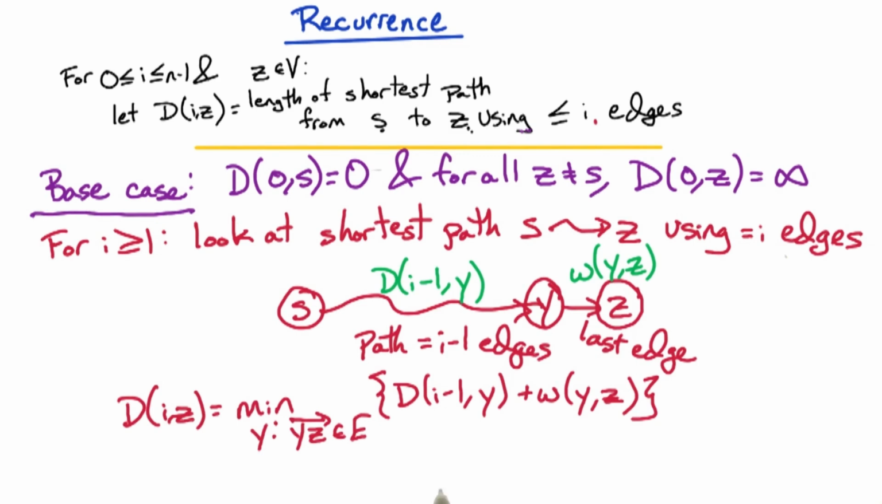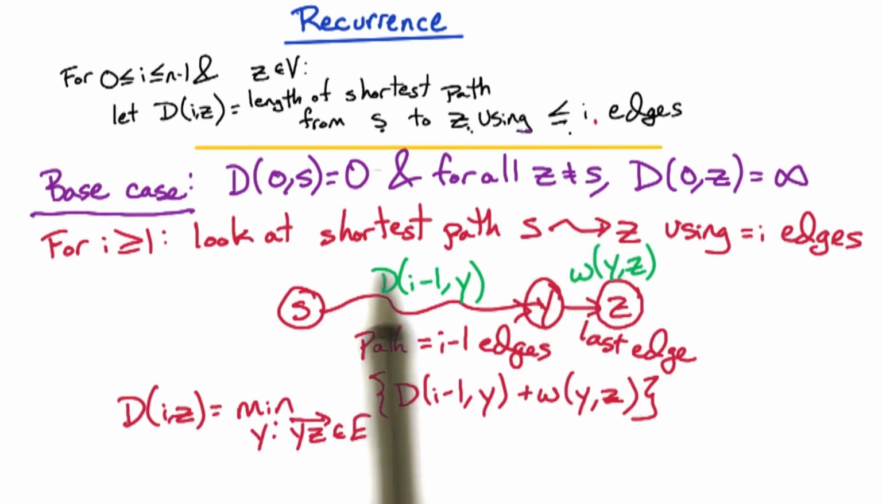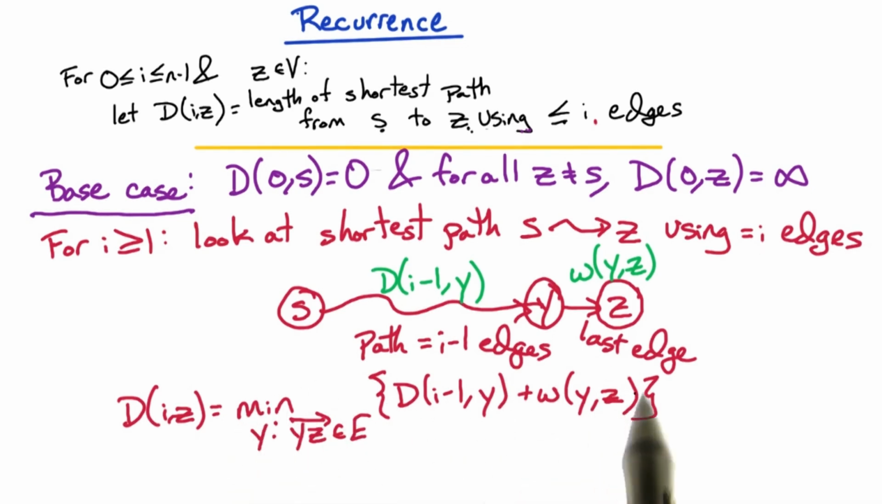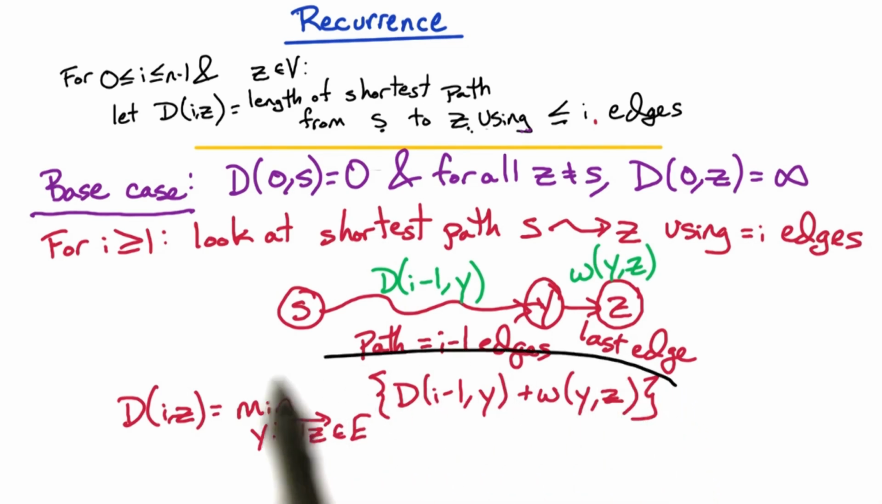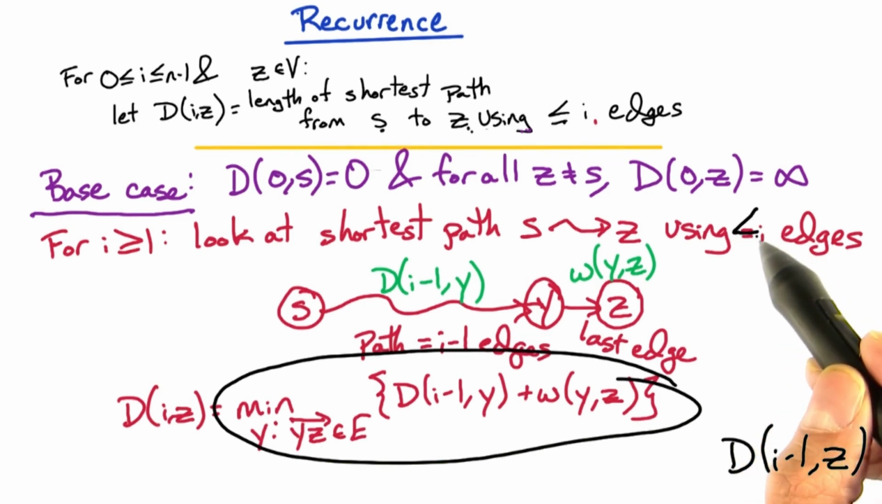Let's look. Is there a simple way to modify the recurrence so that it changes the subproblem definition to our original proposal, using at most i edges instead of exactly i edges? All we have to do is modify it so that we take the best of this solution, which minimizes over y, and the previous solution, which was d of i-1 z. So if this stores the length of the shortest path from s to z using at most i-1 edges, this gives the length of the shortest path using exactly i edges. If we take the min of these two values, then that'll give us the length using at most i edges.